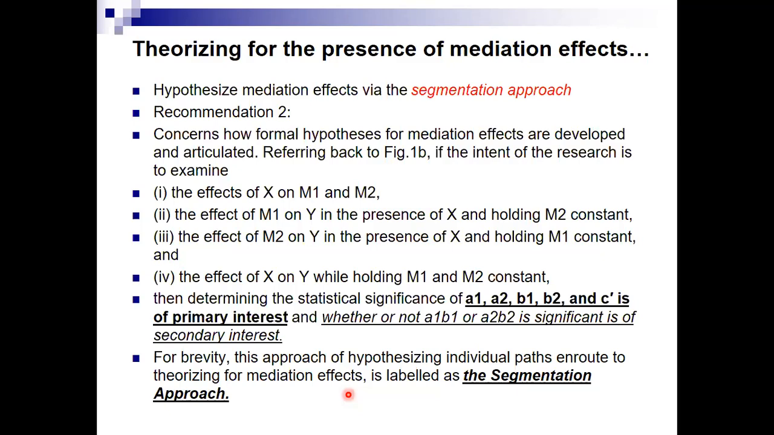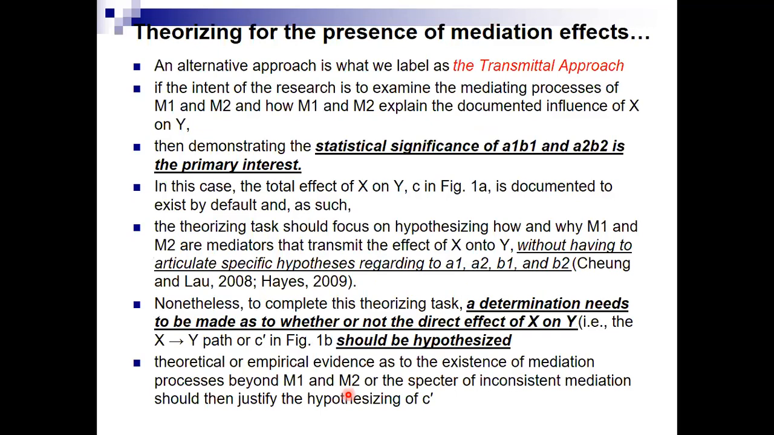So for brevity, you would normally use the segmentation approach if you want to go step by step. But alternatively, you can use the transmitter approach, in which case you'll only be looking at the statistical significance of the products A1, B1 and A2, B2, those mediation paths. You see if they are statistically significant, and then you infer the presence or absence of mediation, and therefore confirm or reject your hypothesis. That will be the transmitter approach.